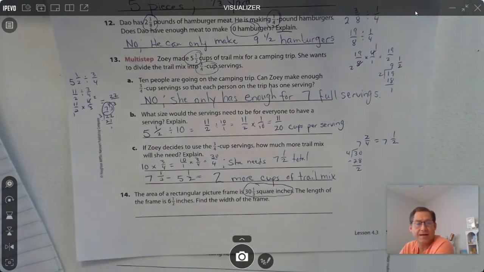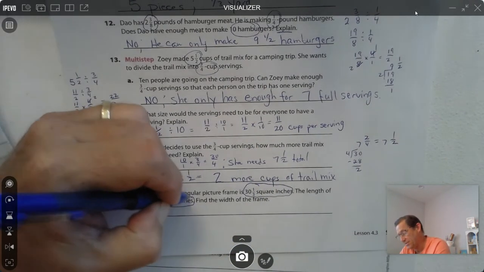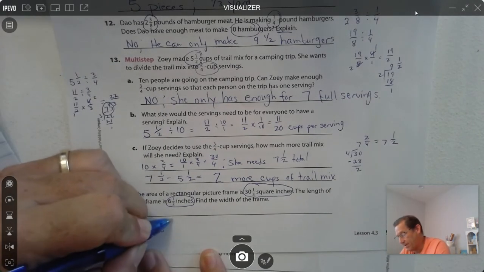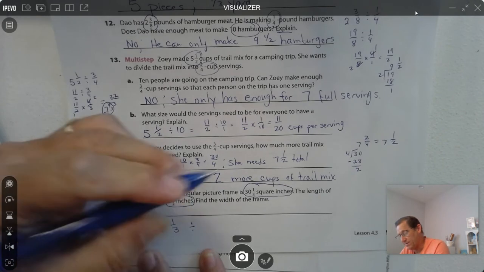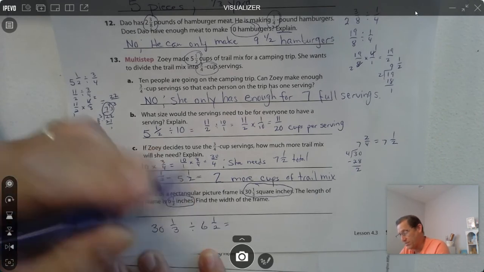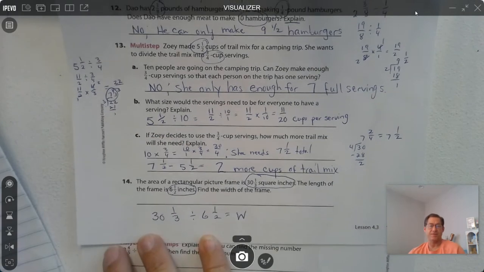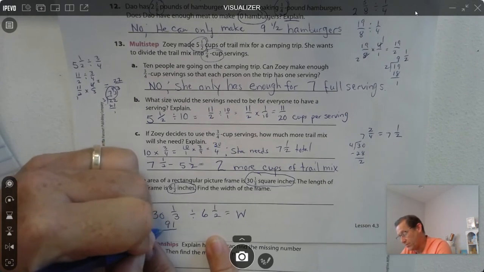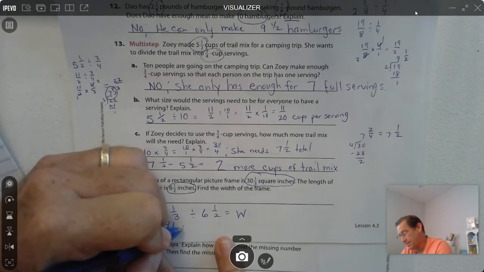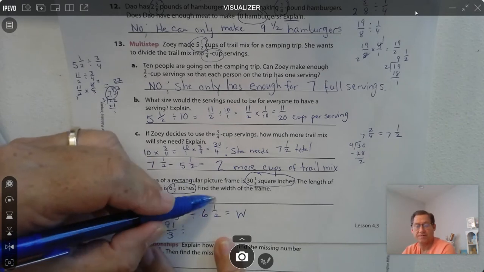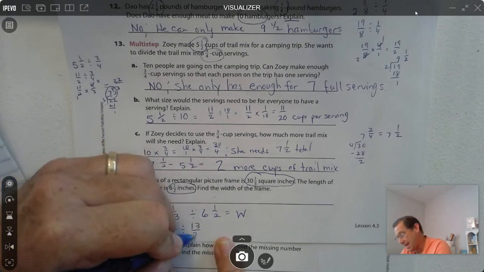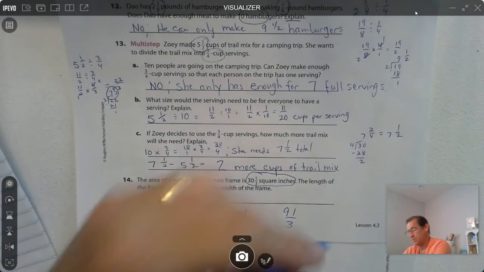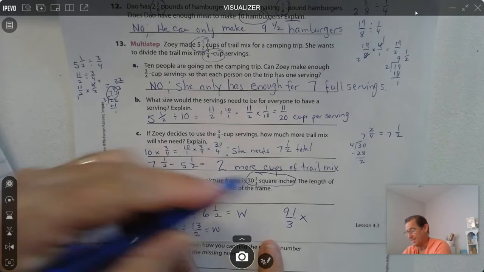1/3 square inches, and the length of the frame is 6.5 inches. Find the width. Well, if you take the area and divide by one of the dimensions, you'll get the other dimension. 3 times 30 is 90 plus the extra 1/3, so 91/3 divided by 6 times 2 is 12 plus the extra 1/2 is 13 halves. So we can take 91/3 and multiply by the reciprocal of 13 halves.